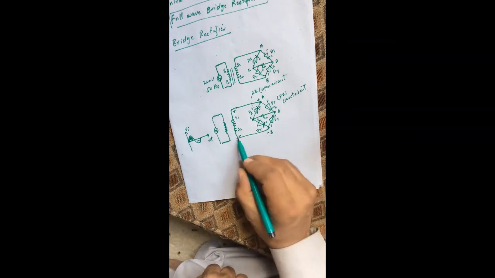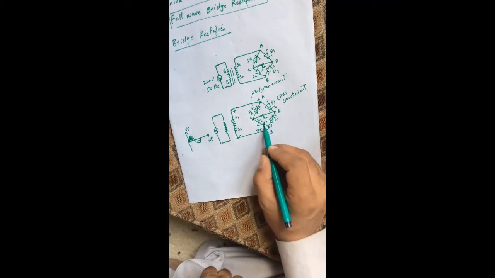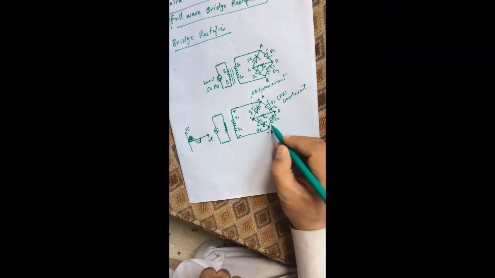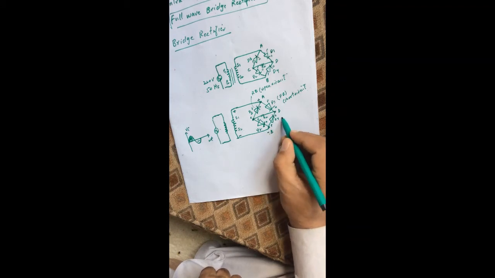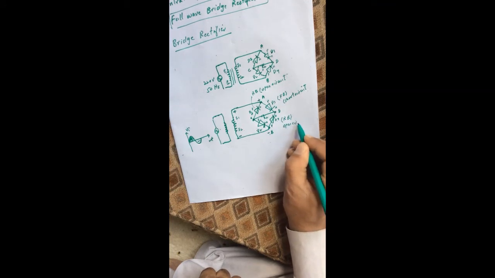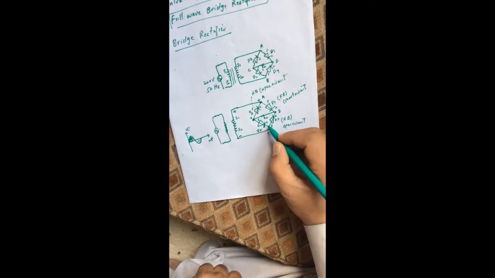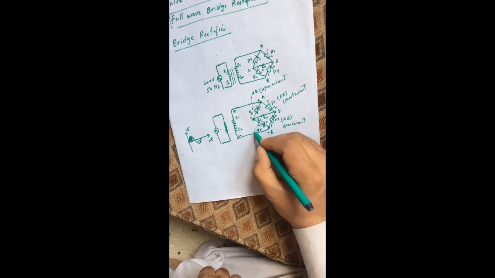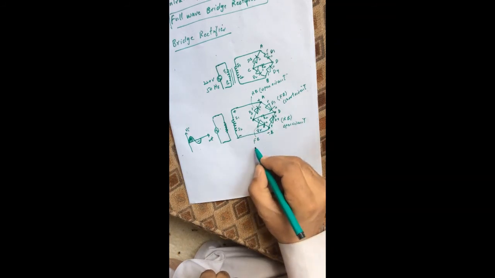Now if we look at this point, point B is negative, and point B is connected to the P side of diode D4 and the N side of diode D2. So the P side of diode D4 is connected to the negative terminal. So this will become reverse bias and behave like an open circuit, and here the N side of D2 is connected to the negative terminal, so this will become forward bias and behave like a short circuit.